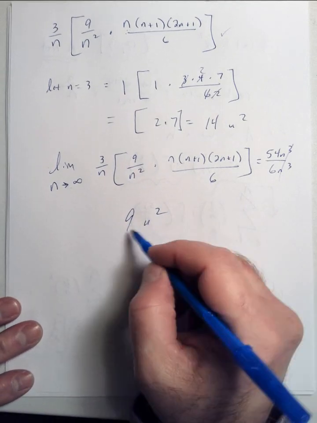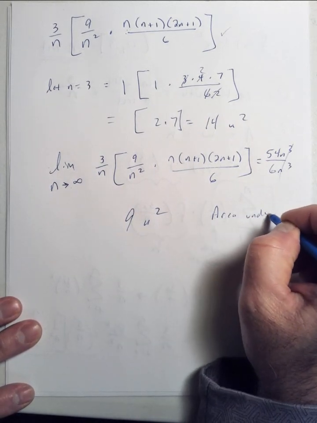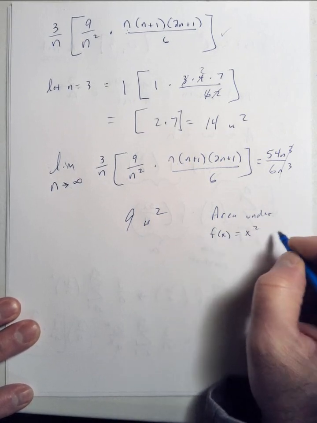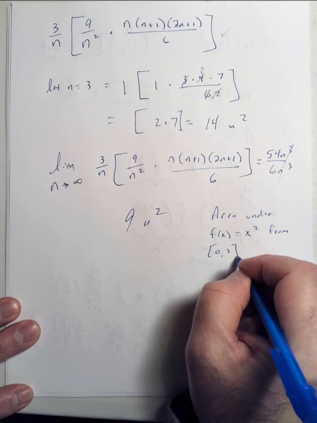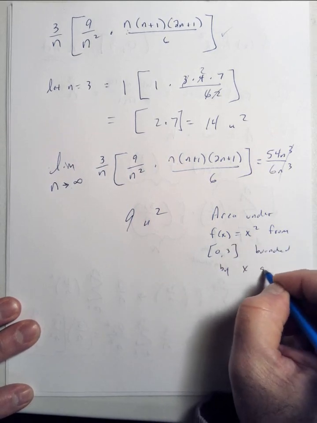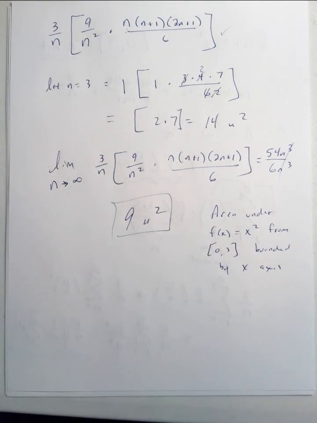So this represents the area under f of x equals x squared from 0 to 3 bounded by the x-axis. So remember, our first estimation was 14. The actual answer is 9, right? That is the exact answer.